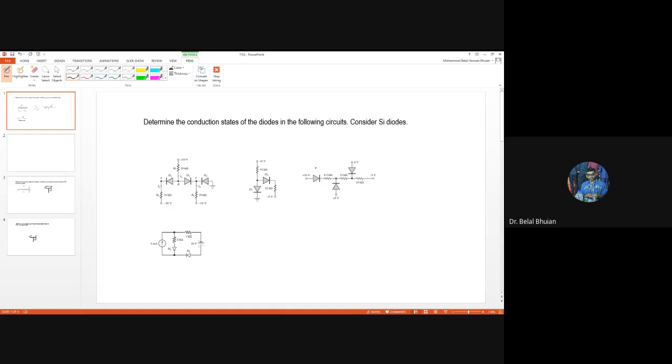So let's label each diode: D1, D2, D3, and there are many voltage sources. And I said that any terminal voltage means it is measured with respect to ground.